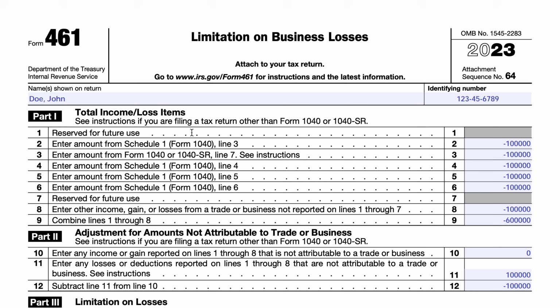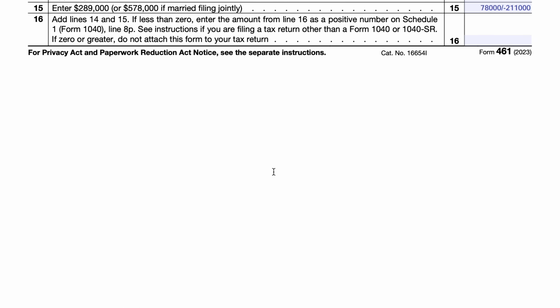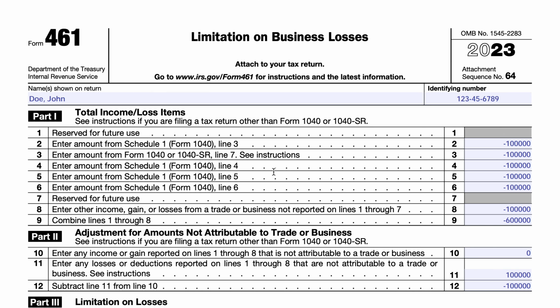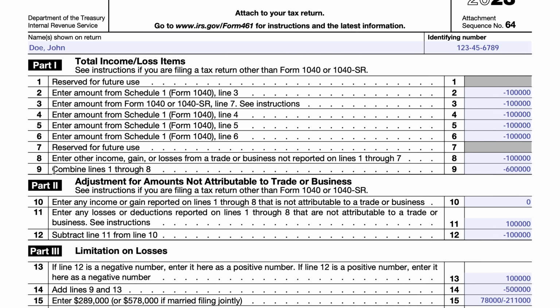In this case, we've got our hero, John Doe. He is filing this form, and it's 1 page long. You can see that it's not even really 1 page. It's broken down into 3 parts. So there's total income and loss items. Then there's the adjustment for any amounts that are not attributable to a trade or a business. And then finally, we have the excess business loss limitation calculation.